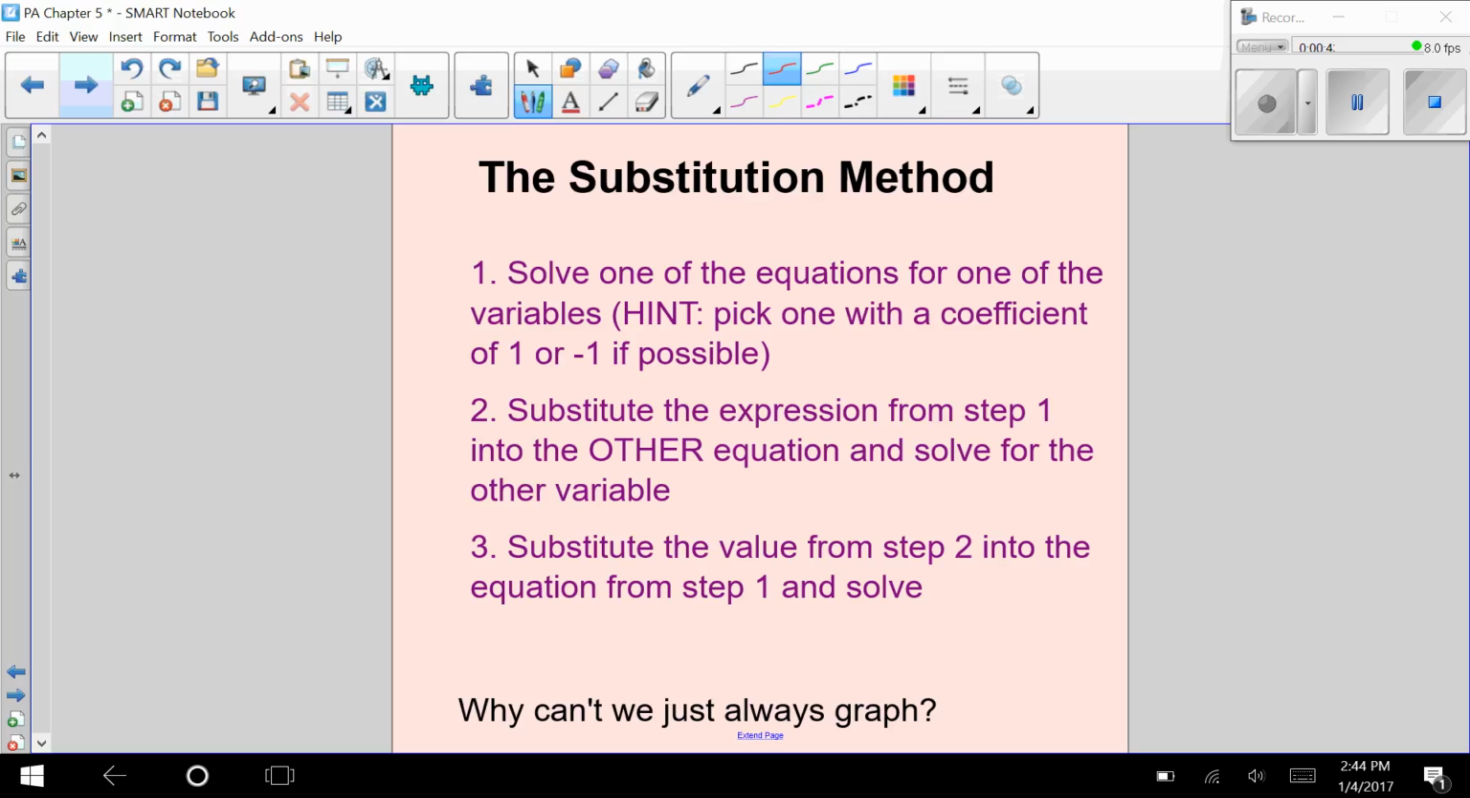This sounds really complex, so why can't we just always graph? The answer is because sometimes we might not get whole numbers, and if we're graphing those non-whole numbers, we just have to guess what they are. Whereas in the substitution method, we'll algebraically figure out what those decimals or fractions are.